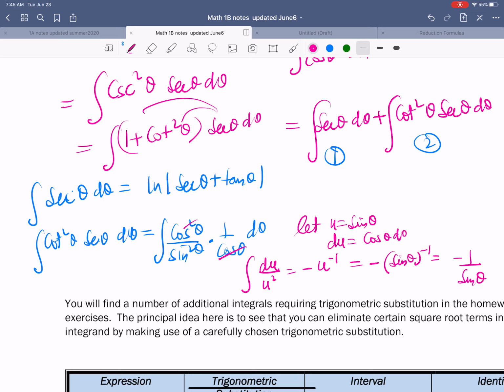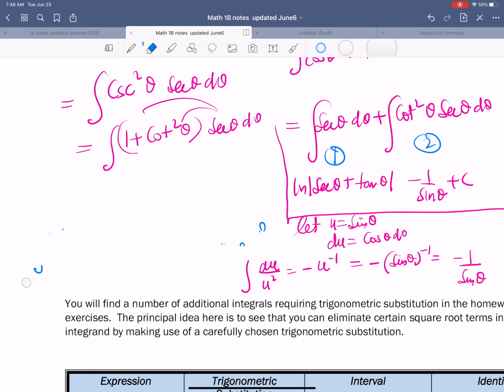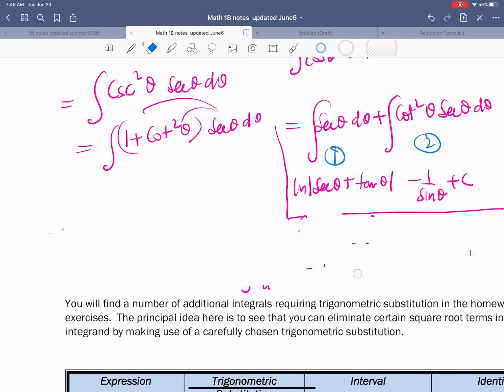Let's plug 1 and 2 back in here, and we have our integral now. That turns out to be natural log of secant theta plus tangent theta minus 1 over sine theta plus c. 1 over sine theta can also be written as cosecant theta. Now we have to go back to x's, because our problem did not start with any thetas. Our problem had x's in there, so I'm going to get some space to do the work to get back to x.